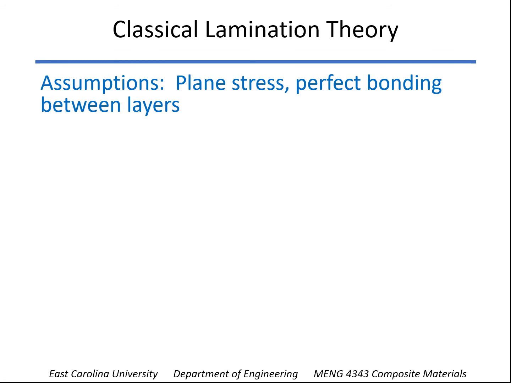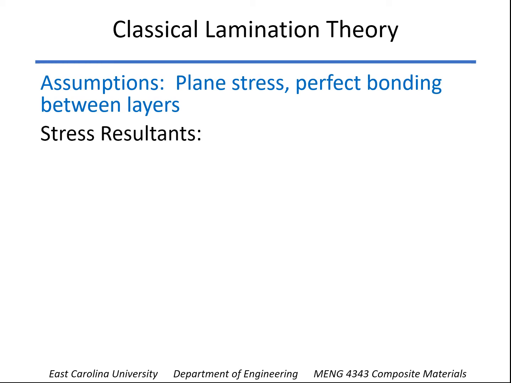What's called classical lamination theory, or composite lamination theory, has a couple of assumptions. One is we're in a state of plane stress. The other is that we have perfect bonding between the layers, so the layers don't slip relative to one another. So we can look at the strains. If we pull on a laminate, and there's no bending, we assume that the strain is the same in every layer.